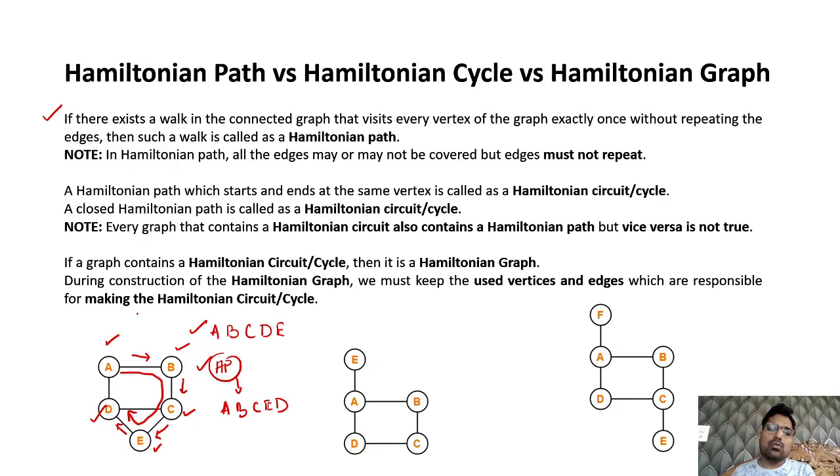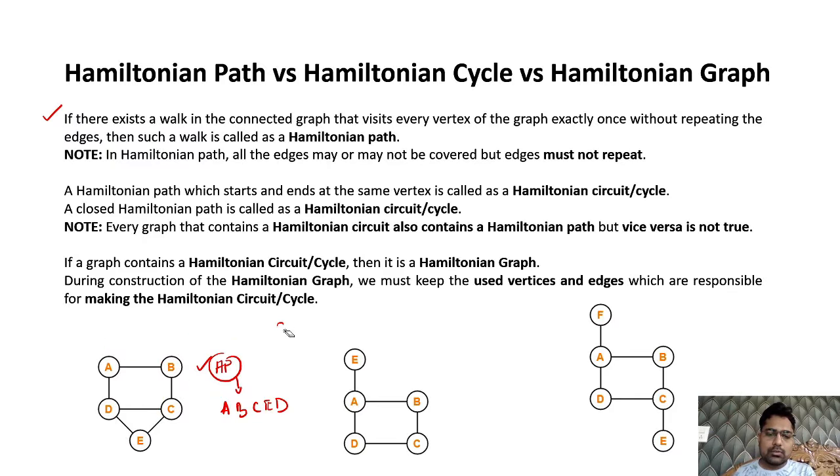So more than one Hamiltonian path could be possible in a graph. There need not be only one Hamiltonian path or one Hamiltonian cycle; more than one could be possible. I have given the example here. Now for the other graph.